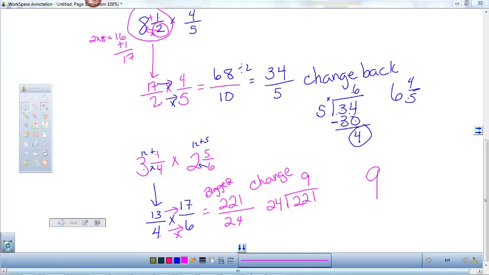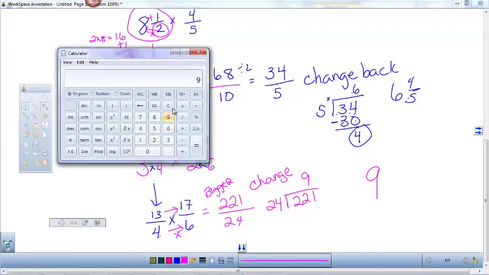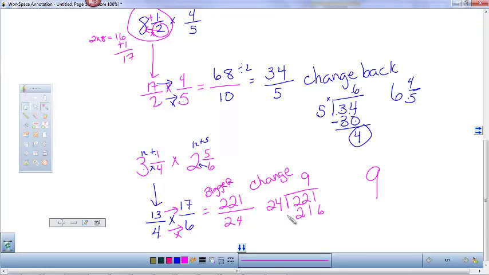And now I go back to my calculator. 9 times 24 equals 216. And then you subtract to get your fraction. So 221 minus 216 is 5. So up here, I get 5 over 24. That would be my answer.